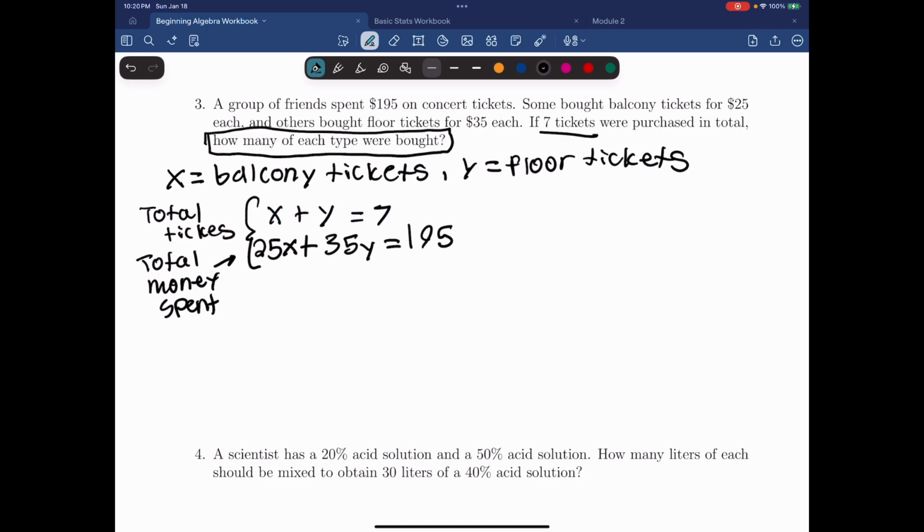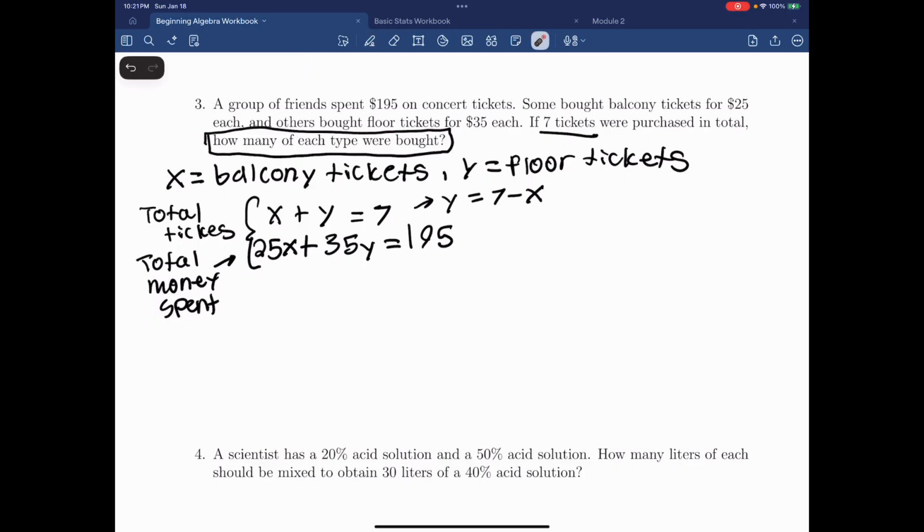So for this system, I'm going to do substitution. But if you did elimination, that's also perfectly acceptable as long as you got the same answer. So in this case, I'm going to solve this top equation for y. So I'm going to say y equals 7 minus x. And I did this by, if you subtract x on both sides, you get y equals 7 minus x.